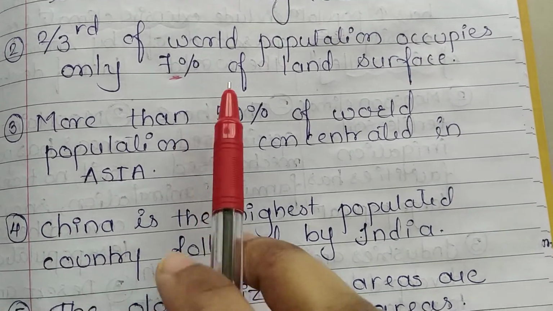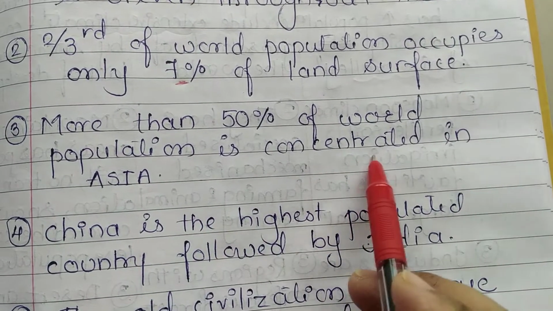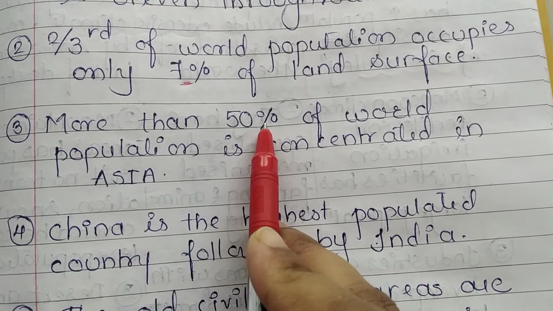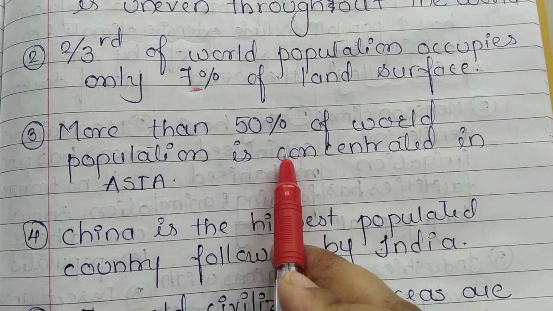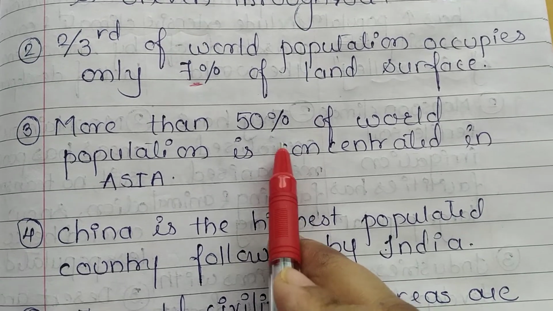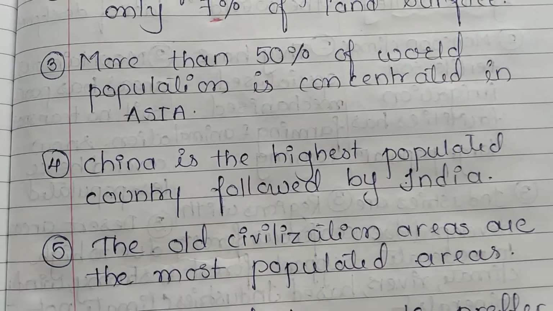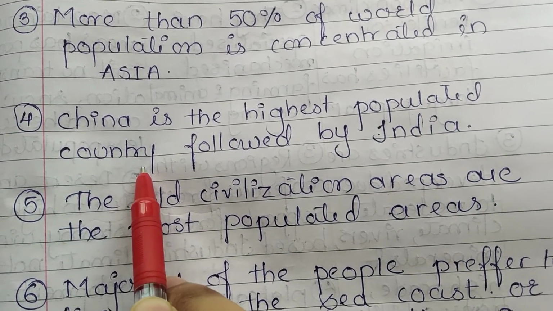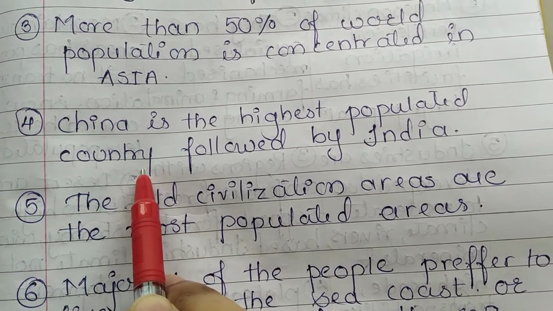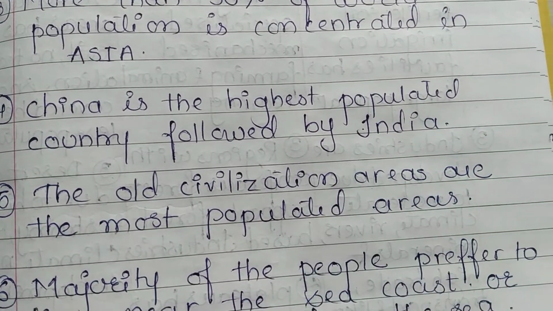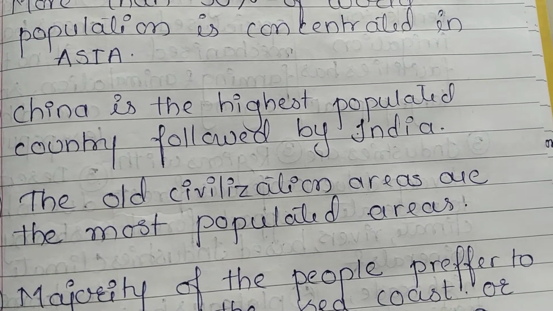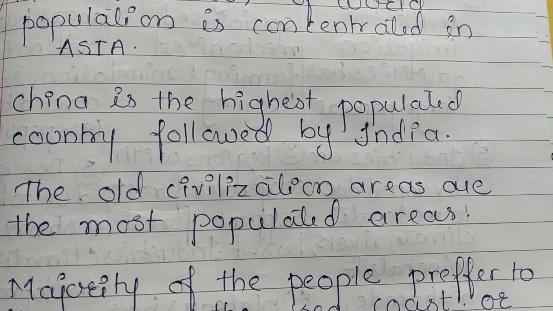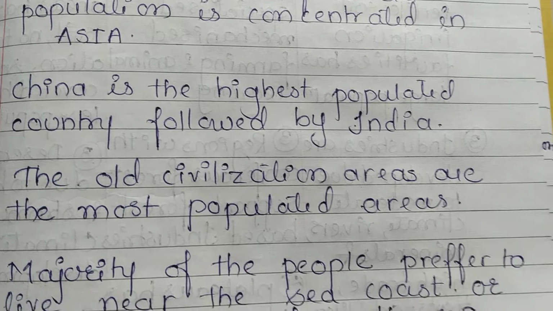The next is more than 50% of the world population is concentrated in Asia. Now Asia is a continent where more than 50%, that is half of the population of the total world, exists. In which place? In Asia. Now China is the highest populated country. As you all know, China is first in population, which is later followed by India. Both these countries have crossed the 1 billion population mark.